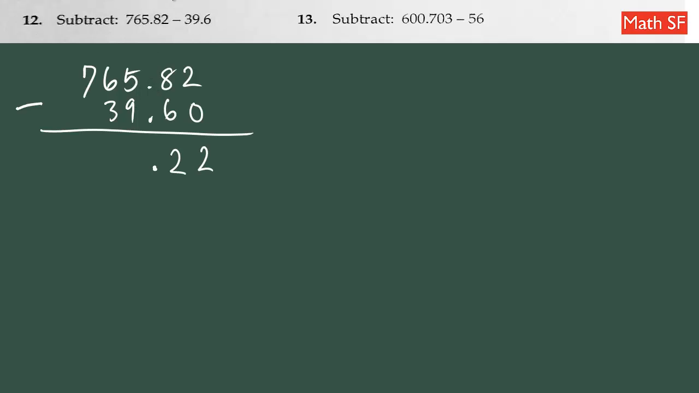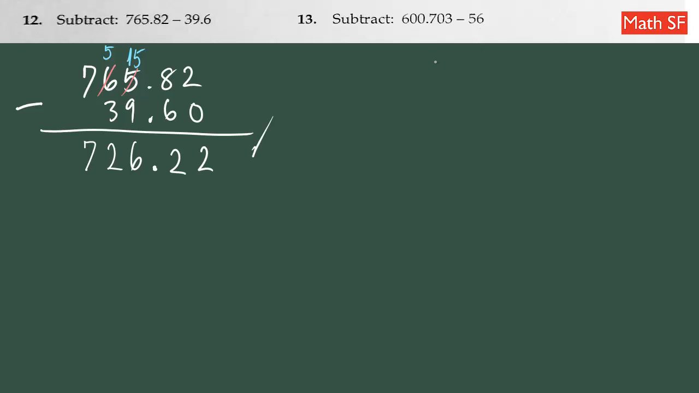So 5 minus 9. Wait, I cannot do that. So what we must do is we must borrow 1. So this 6 is going to become 5, and then this 5 will become 15. 15 minus 9 now is doable. So 15 minus 9 is 6. 5 minus 3 is 2. And 7 minus nothing is just 7. So our final answer is this.